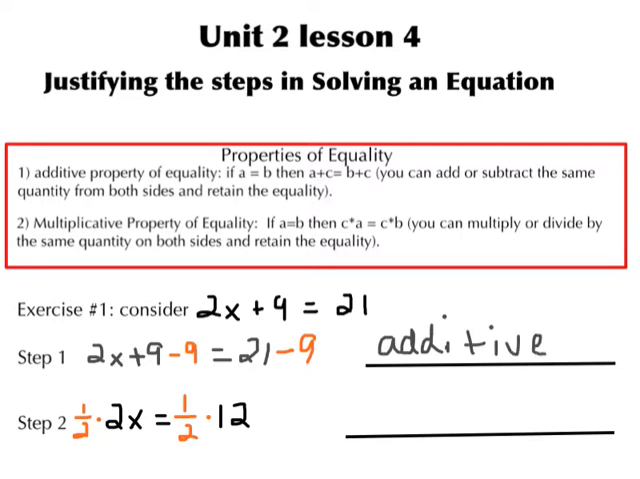Additive property of equality. Step 2, noticed here that I multiplied by the reciprocal on both sides. So if I multiplied on both sides by the reciprocal, what property do you think it is? It's the multiplicative. Multiplicative. Sorry. Hopefully those two examples will help you understand the properties a little bit better.